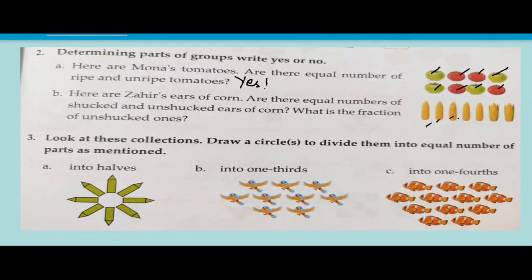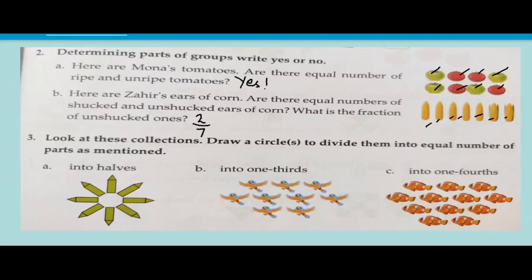1, 2, 3, 4, 5 are shocked corn, and only 2 are unshocked corn. So out of 7 corn, only 2 are unshocked corn. So you have to write the fraction of unshocked one. So only 2 are unshocked corn. So write 2 in the numerator, and there are total 7 corns. So you will write 7 in the denominator. So hope you all have understood this one.